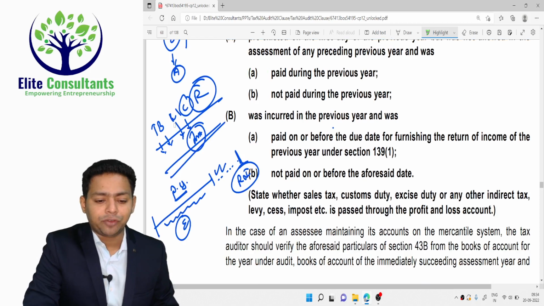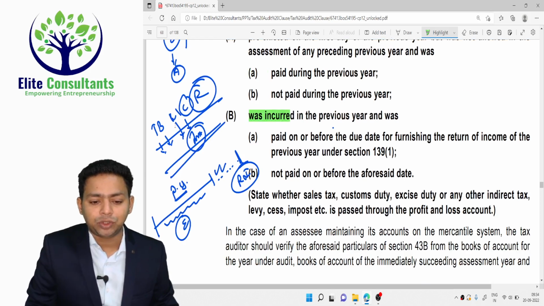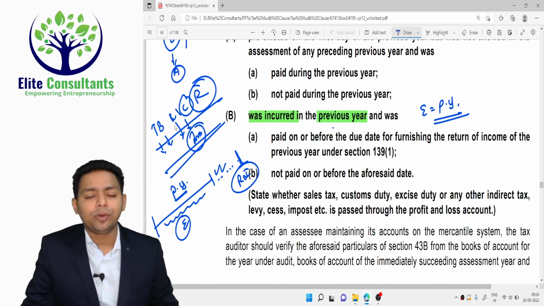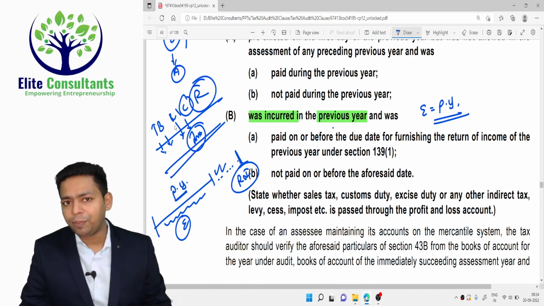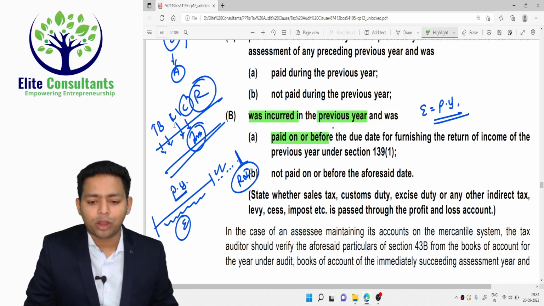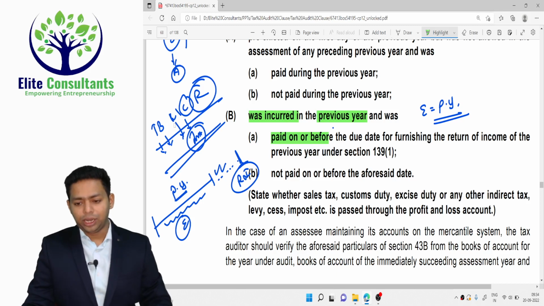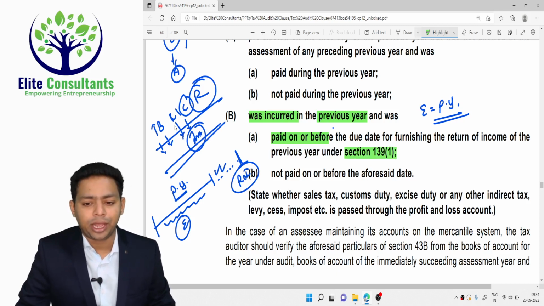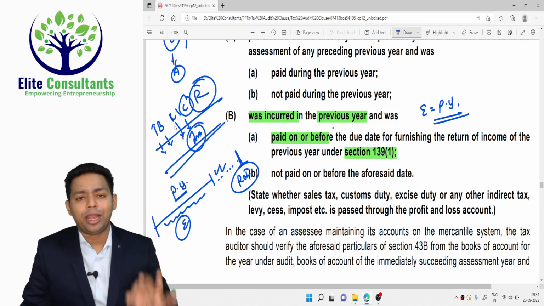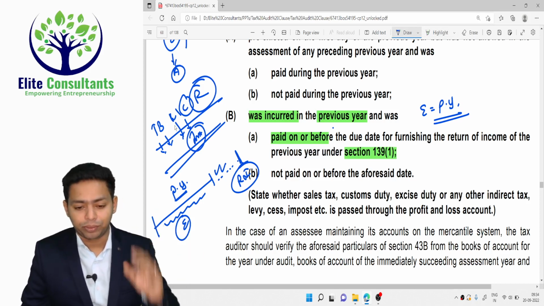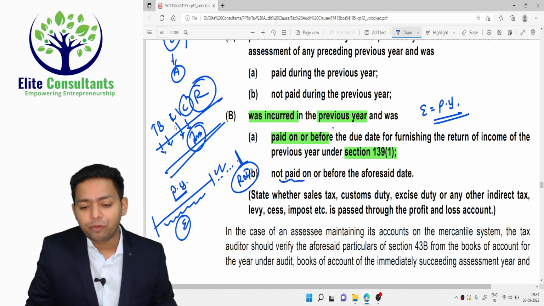Now first of all, I will talk about this. Any expenses which were incurred during the previous year, so it's expenses belonging to the previous year. Now what did I tell you? You are supposed to pay either during the previous year or till the filing of return. Look at that. Paid on or before the due date of furnishing the return of income of the previous year under section 139(1). So before filing of return or the due date of return, you are supposed to make payment of that.